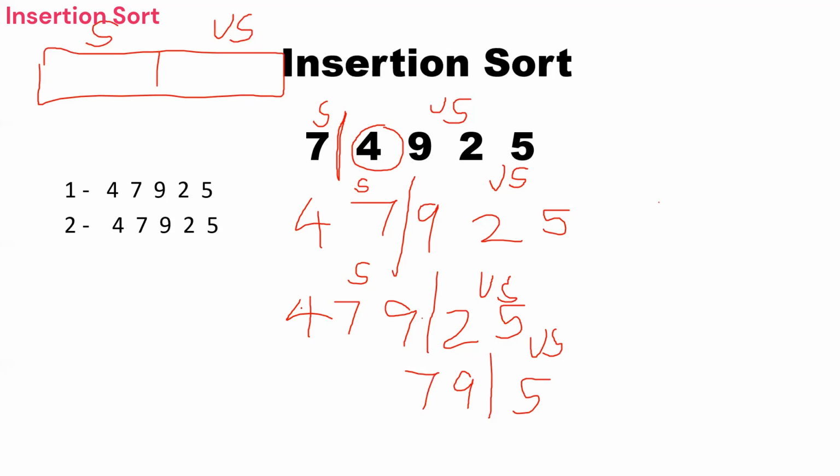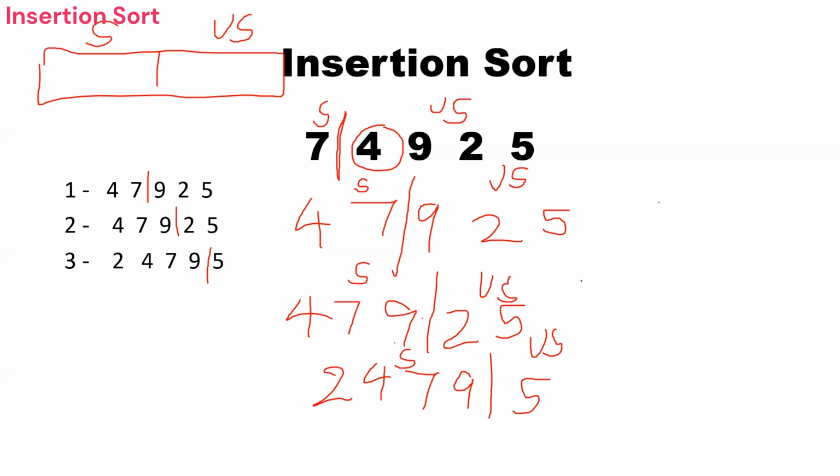Is 2 greater than 4? No. So we're going to put 4 here, and then we're going to put 2 here. So this becomes a sorted list, and this becomes the unsorted list. So see, in this first one, this is sorted. If you see, the sorted list is increasing.